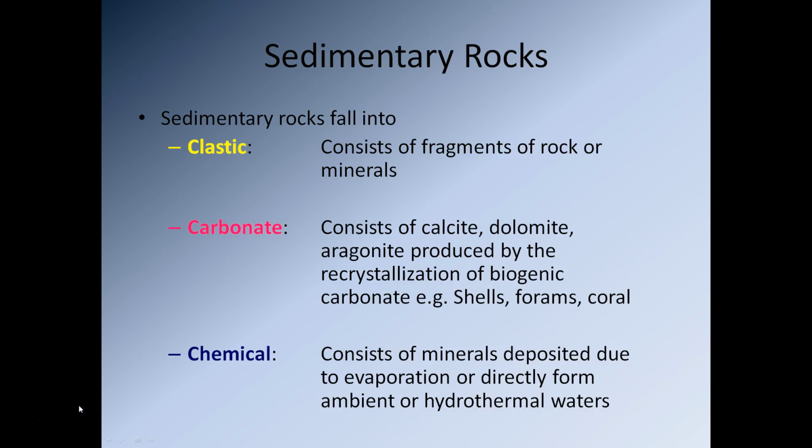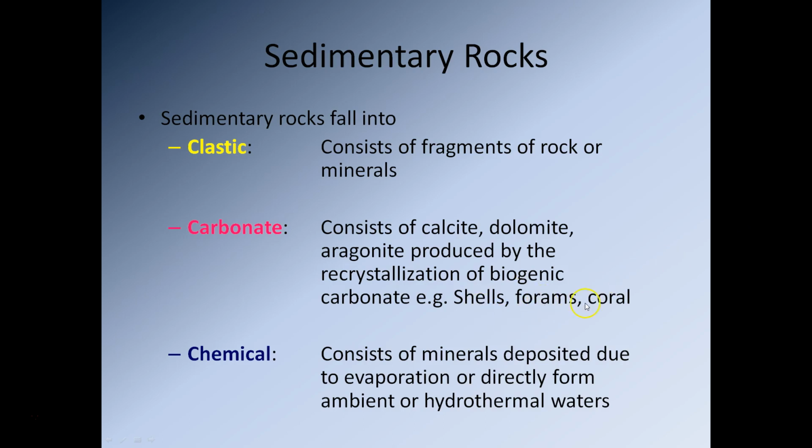Alright, so sedimentary rocks. Sedimentary rocks come in 3 distinct types. There are the clastic sedimentary rocks. Those are sedimentary rocks that consist of fragments of rocks or minerals. Then there are the carbonates. They consist of minerals like calcite, dolomite, and aragonite, and they're produced by the recrystallization of biogenic carbonates.